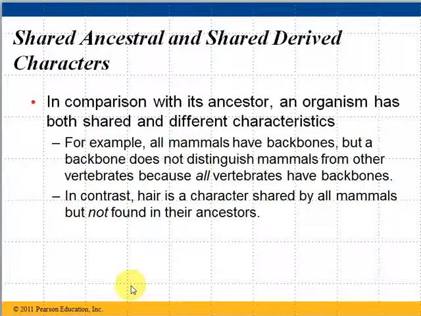In comparison with its ancestors, an organism has both shared and different characteristics. An example is that all mammals have backbones, but a backbone does not distinguish mammals from other vertebrates because all vertebrates have backbones. Contrast that with the fact that hair is a character shared by all mammals but not found in their ancestors. So hair is specific to the mammals, whereas the backbone is not.